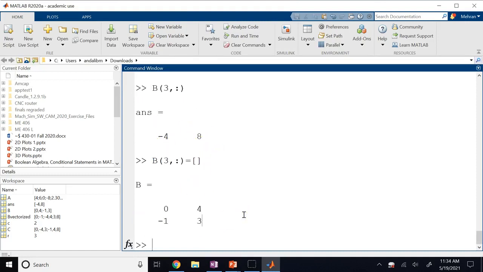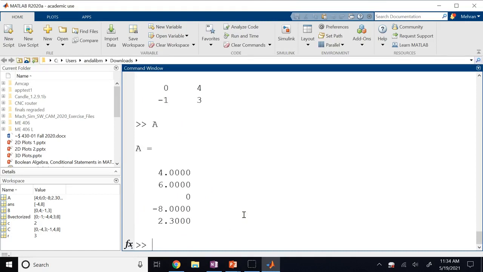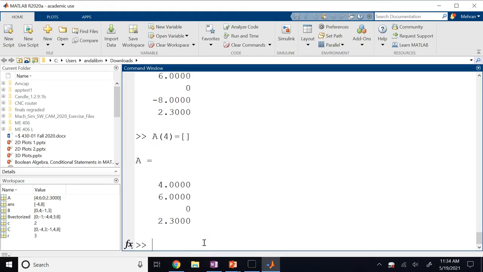You see? Or A, remember A was this line vector. Let's say I want to eliminate this entry number 4. So what do I say? I say A number 4 equal to empty bracket, and boom, you see -8 is gone. Okay, so empty bracket always helps you eliminate the stuff that you don't want.